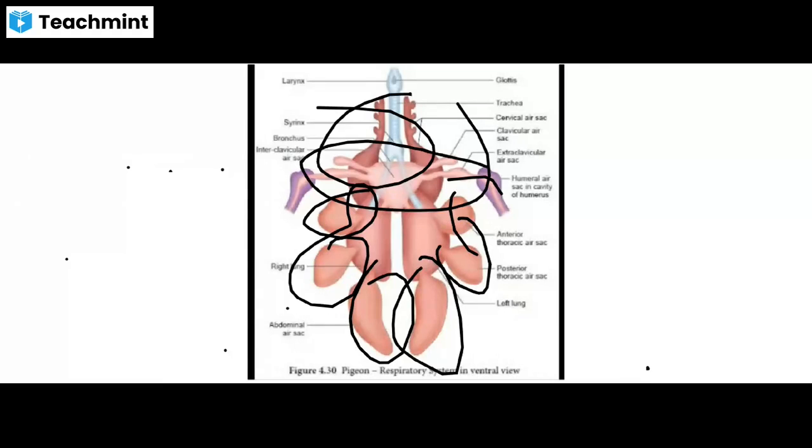Okay, during flight the sternum is rendered immovable to brace the wings. The inspiration and expiration are brought about in three ways. They are by increasing and decreasing the thoracic and abdominal cavities by movement of the pectoral muscles of flight.